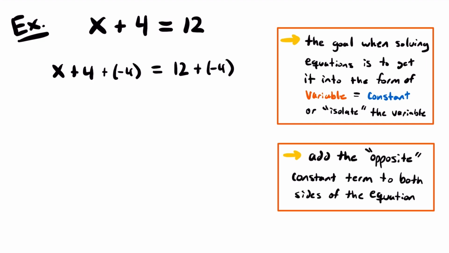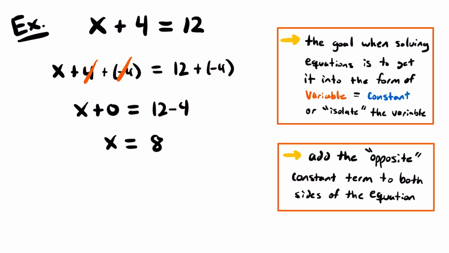And by doing this, by adding the opposite constant term to both sides of the equation, we will have isolated x, because 4 plus -4 is 0, right? These two constant terms cancel out with each other. 4 plus -4, or 4 minus 4, is 0. So we have x plus 0 on this side of the equation. And then on the other side, we have 12 plus -4, which would be 12 minus 4. And so we have x equals 8, because 12 minus 4 is 8.